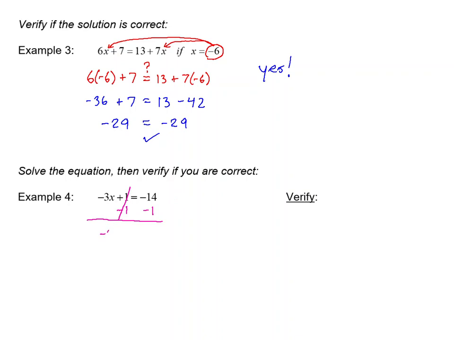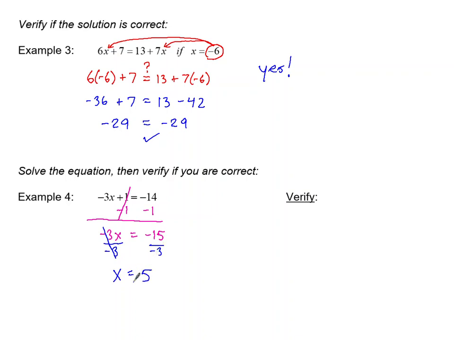Negative 3x will drop down. The equal sign is right here. And negative 14 minus 1 is negative 15. That's one step. The second step, I need to divide this negative 3 away because it's multiplied to my x. So let's divide by negative 3. We have to do that to both sides. I'm going to cross this out because negative 3 divided by negative 3 becomes 1, so I have 1x. And negative 15 divided by negative 3 is positive 5.